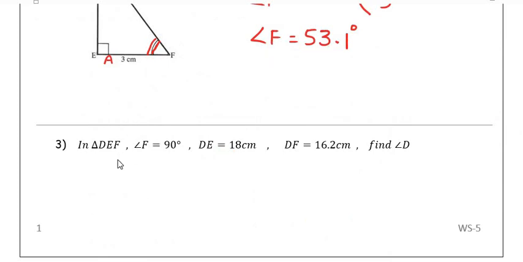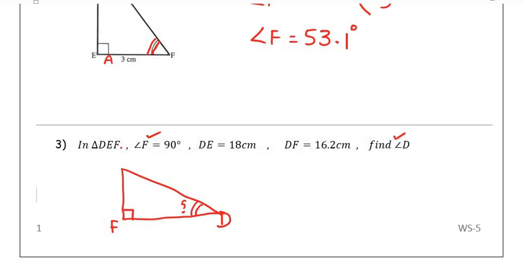Here is the next question. It says in triangle DEF, angle F is 90 degrees, DE is 18 centimeters, DF is 16.2 centimeters, and angle D, they want you to find it. So how will we draw the triangle? First of all, we will make this L shape, and then with this one we can get the right triangle. So this is the right triangle, right? Okay, here is the right angle, so it will be named F. And then we want to find angle D, so here I will write D, and I will mark it because they want me to find this angle, right?